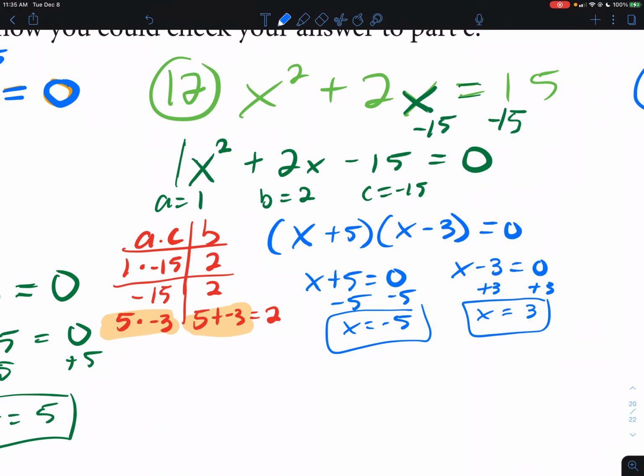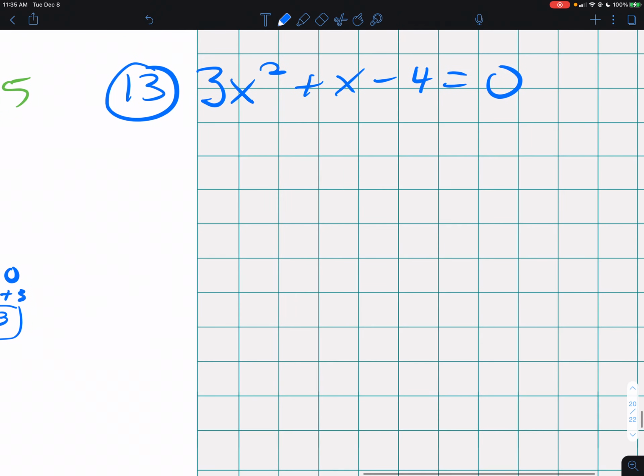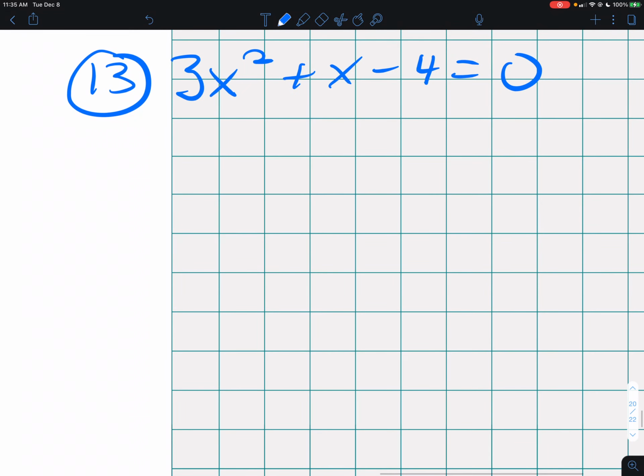Okay, on 13. 13 is already equal to 0. Perfect. So we can go ahead and start factoring it. Notice that your A is not 1, it is 3. Our B is 1 though, and our C is -4.